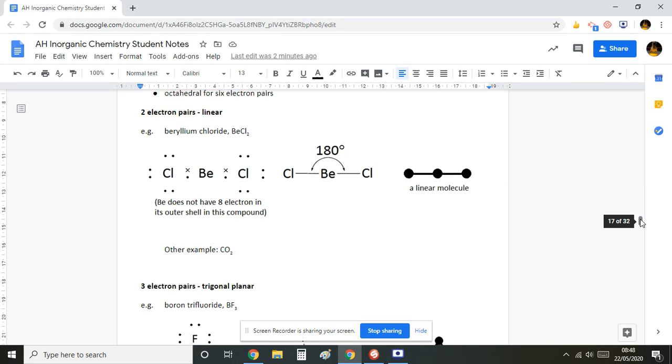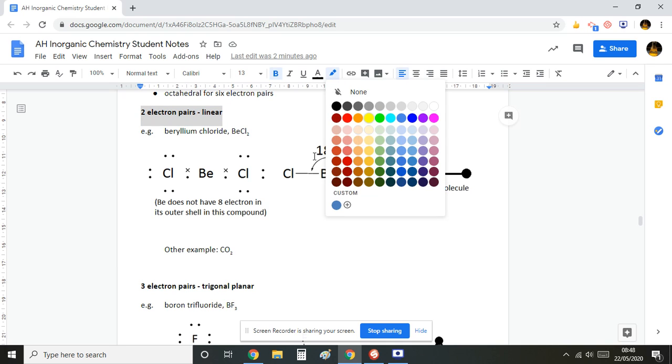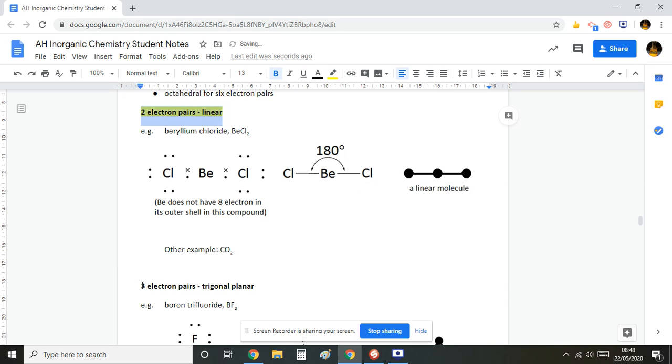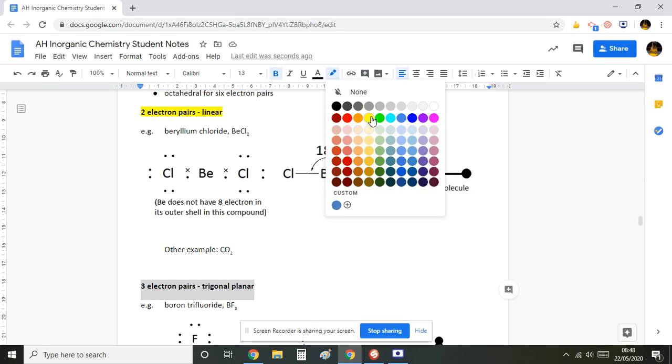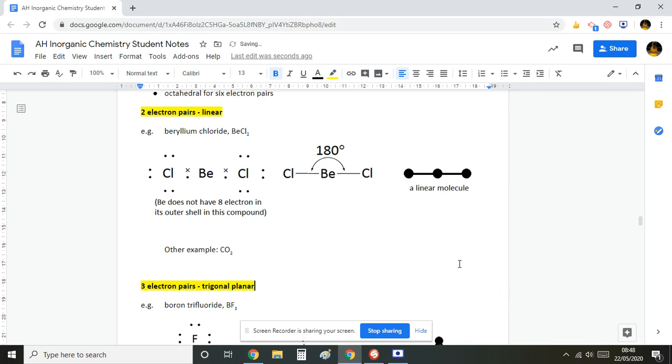Sorry, I should have highlighted that. We'll just highlight the fact that there's 2 electron pairs. It's linear. If we have 3 electron pairs, the shape is trigonal planar. Notice that's different from trigonal pyramidal or pyramidal that you've met before.